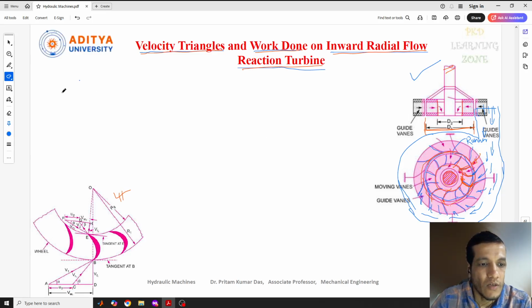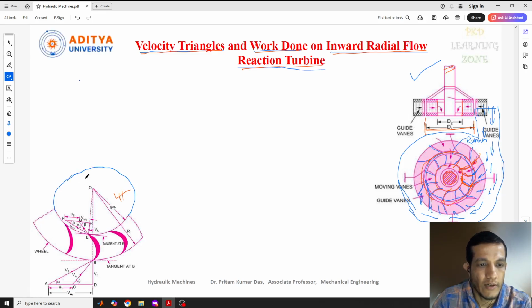So now this diagram I have taken from the previous lecture, where we discussed the force and how to find the work done and the power. Here we can see the wheel, and if you extend the wheel diameter, it can be like this.